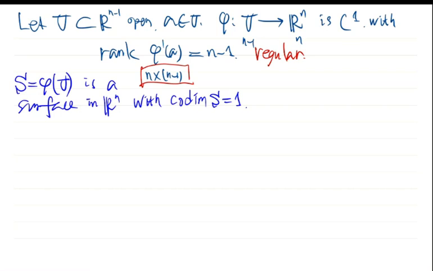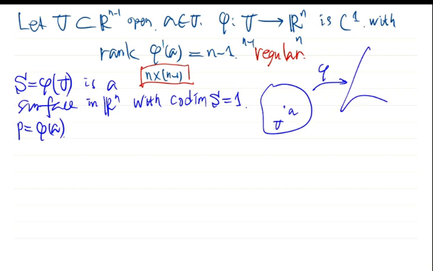Assume that P is phi(A), the image of A. So this is U, this is A, this is phi, and this is our S. S is the image of our map phi, and P is the point corresponding to A. P is a point on the surface. We want to find the normal vector of this higher dimensional surface S at the point P.